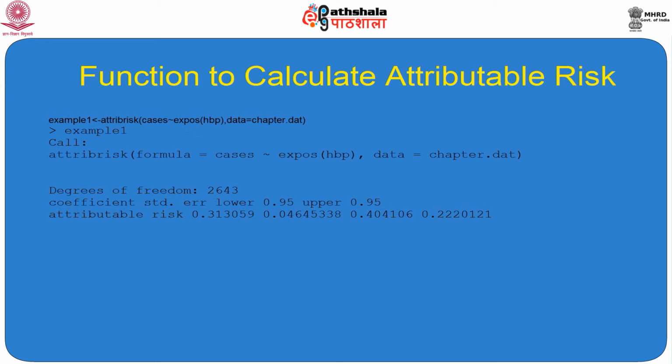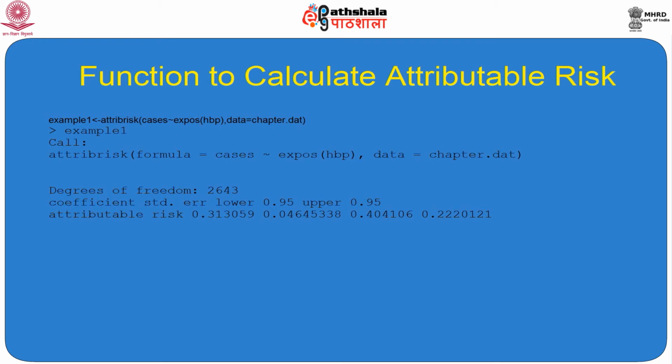So as a point estimate, the attributable risk is 0.31 with standard error 0.04, having lower and upper confidence intervals from 0.22 to 0.40. It shows that among those who have exposure to high blood pressure, the cases, subtracted by the cases among those who do not have high blood pressure, divided by the cases among those who do not have high blood pressure, is basically 0.31.